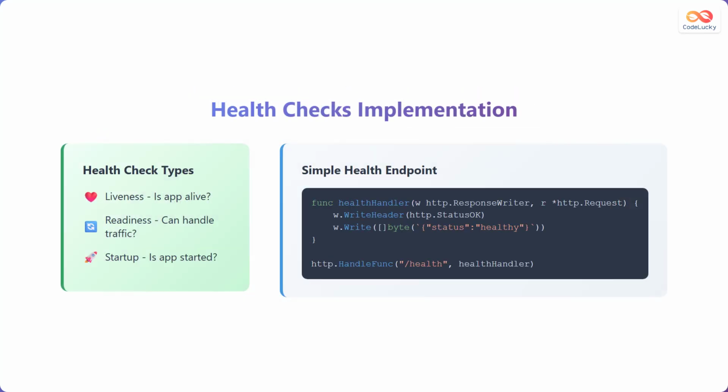Health checks are essential for production deployments, especially in containerized environments. There are three main types of health checks. Liveness checks determine if your application is alive and running. If a liveness check fails, the orchestrator typically restarts the container.